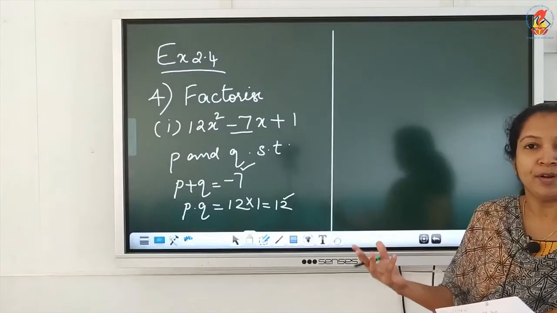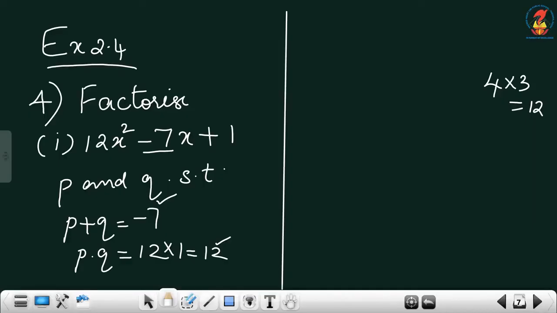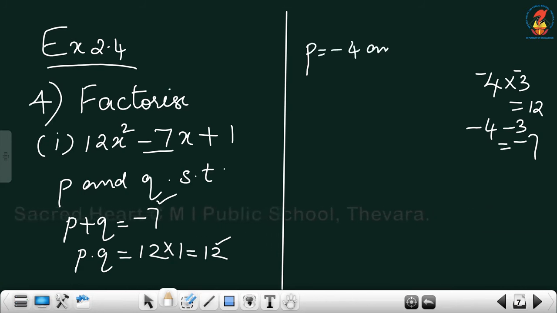Product 12 means 4 into 3. So, 4 into 3 is equal to 12. So, minus 4, minus 3. Minus 4 into minus 3 is 12. Then, minus 4 plus minus 3 is equal to minus 7. So, here the sum is negative 7 and the product is 12. So, the numbers are minus 4 and minus 3. P is equal to minus 4 and Q is equal to minus 3.